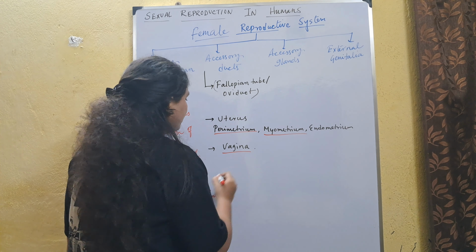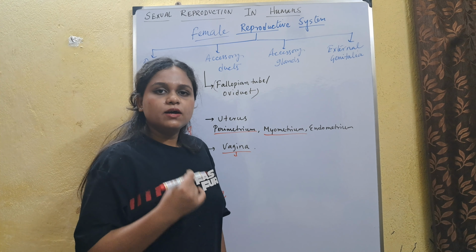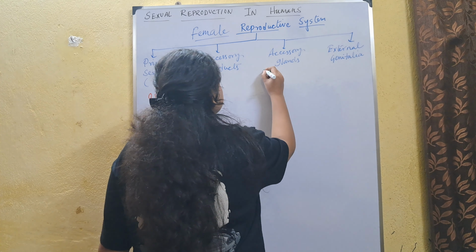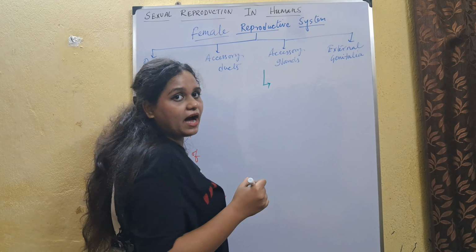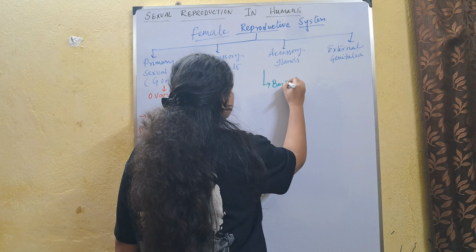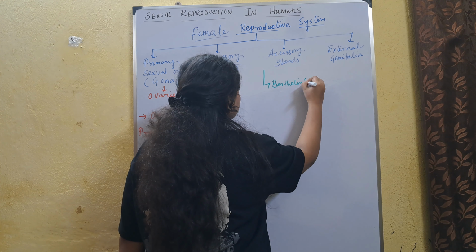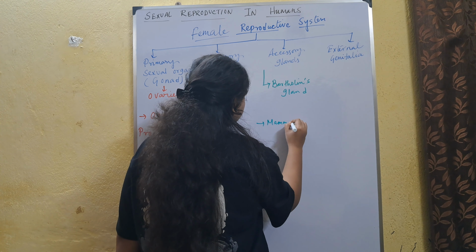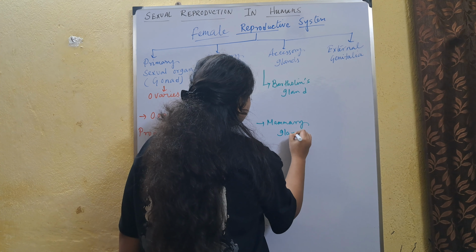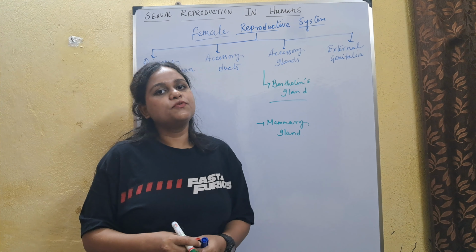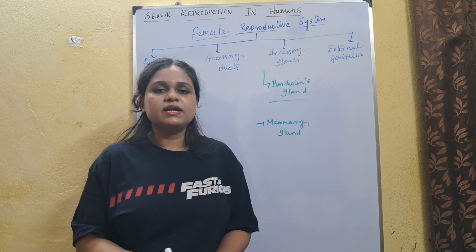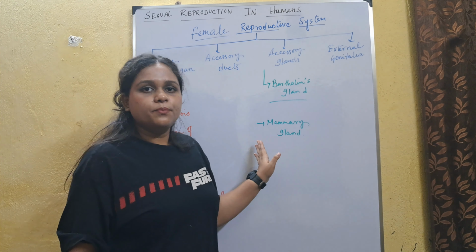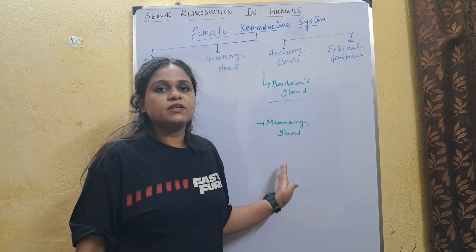Now coming to the vagina. The vagina is the common passage which acts as a birth canal and the copulatory organ. The accessory glands are the Bartholin gland and the mammary gland. The Bartholin gland produces fluid which helps in lubrication during copulation. The mammary gland produces milk. The milk production in the mammary gland occurs after childbirth.